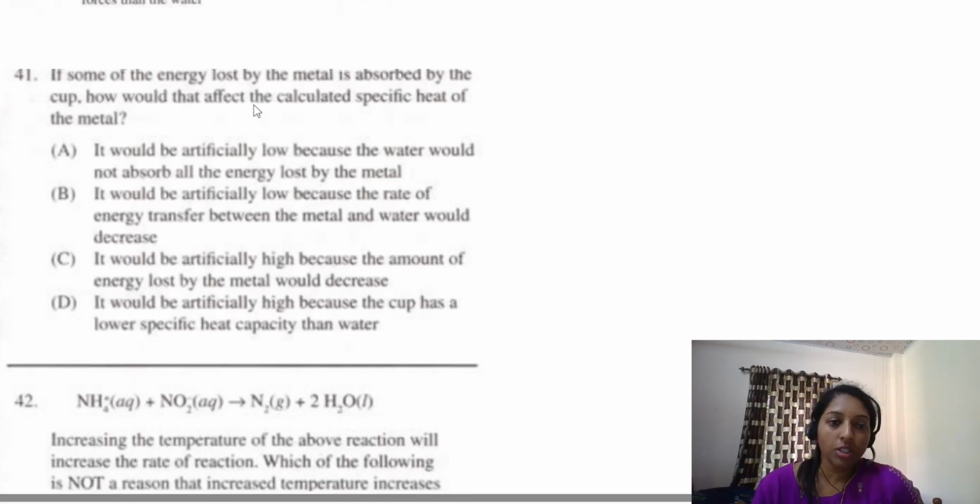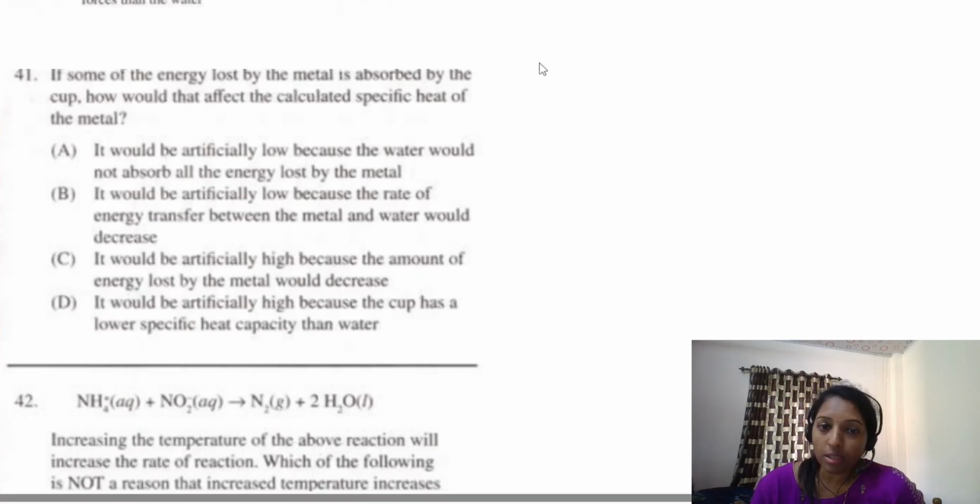If some of the energy lost by the metal is absorbed by the cup, how would that affect the calculated specific heat capacity of the metal? Option A, it would be artificially low because the water would not absorb all the energy. Option B, artificially low, and C and D, artificially high. Okay, so this directionality is very, very important.